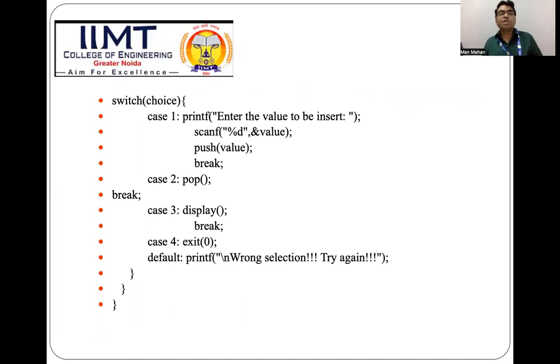Here in the switch case we have different cases: case 1, case 2, and case 3. In case 1, we use the push function, and in case 2, we use the pop. The third case is the display. After the push and pop operations, we display the total list in the stack. Now 4 is the exit from the loop. And by default, the selection is wrong. These are the switch case statements.